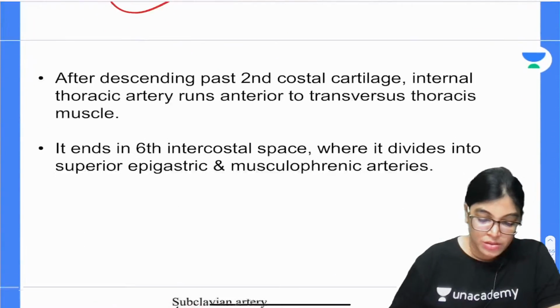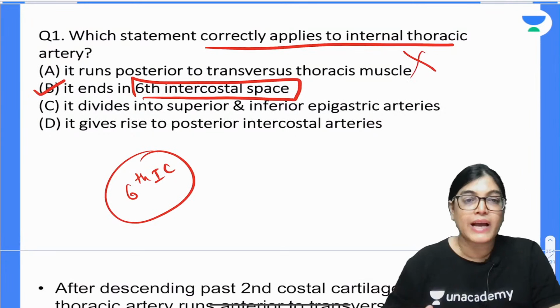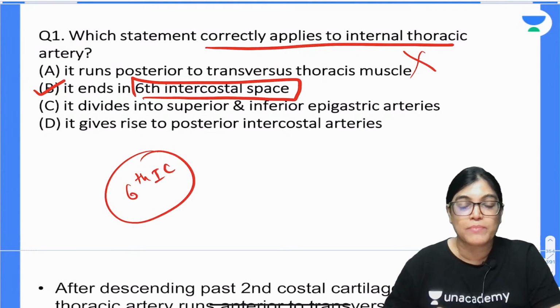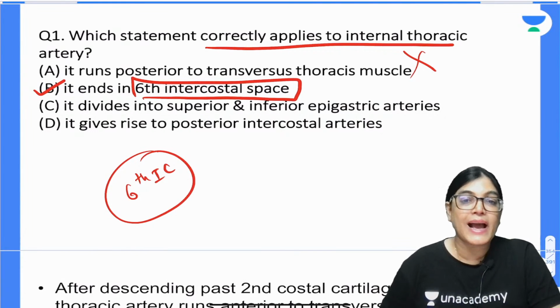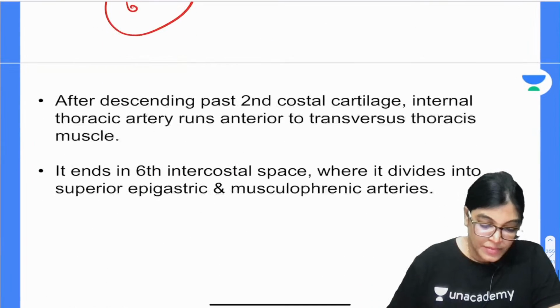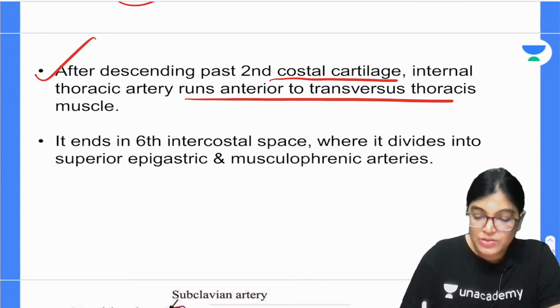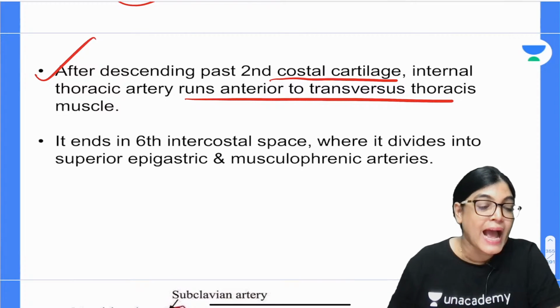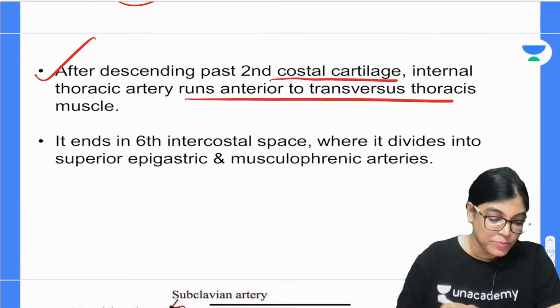I would like to tell that option 1 is not right, because after the 2nd costal cartilage, the internal thoracic artery is running anterior to transverse thoracic muscle. So, after descending to the second costal cartilage, the internal thoracic artery is not running posterior, but it is running anterior to transverse thoracic muscle. So, please note down this point, this is very important.